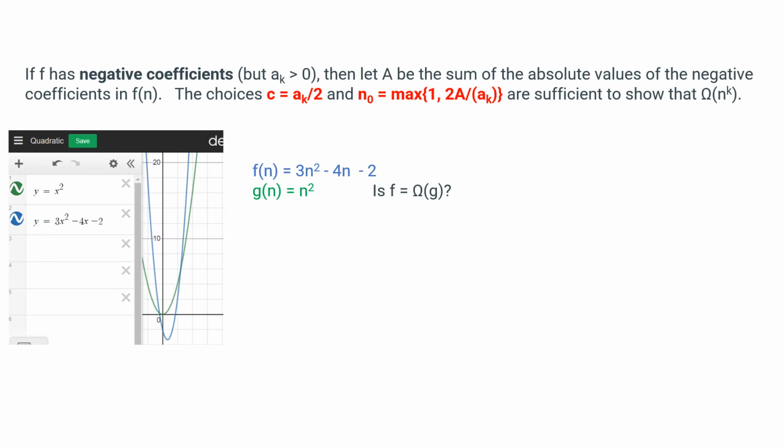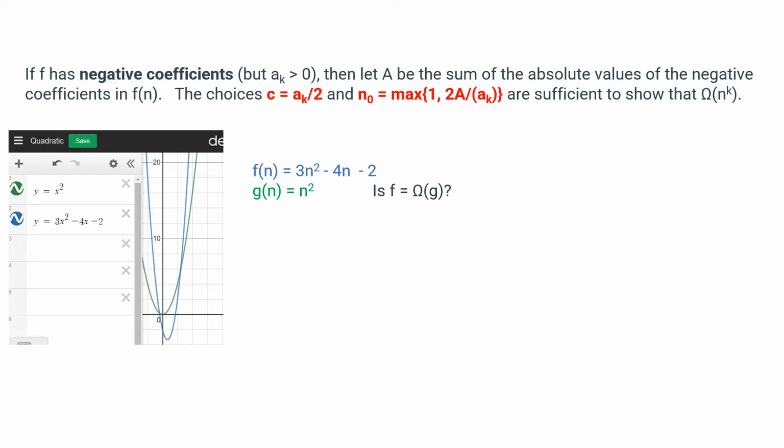But what if f has some negative coefficients? Remember, before we were able to do that little proof easily by just dropping some of those terms. But here, if we've got some negative terms, we can't drop them and then say that the result is going to be smaller. And that's what we need to be able to say for omega. So this might be a bit complex, it's not that bad, but it looks a little complex at first, where they're just going to give us a rule. They're going to tell us what we can use for C and what we can use for n naught.